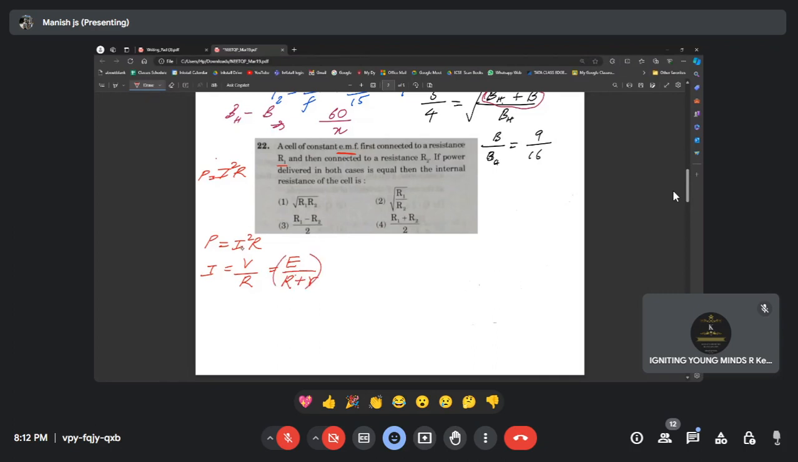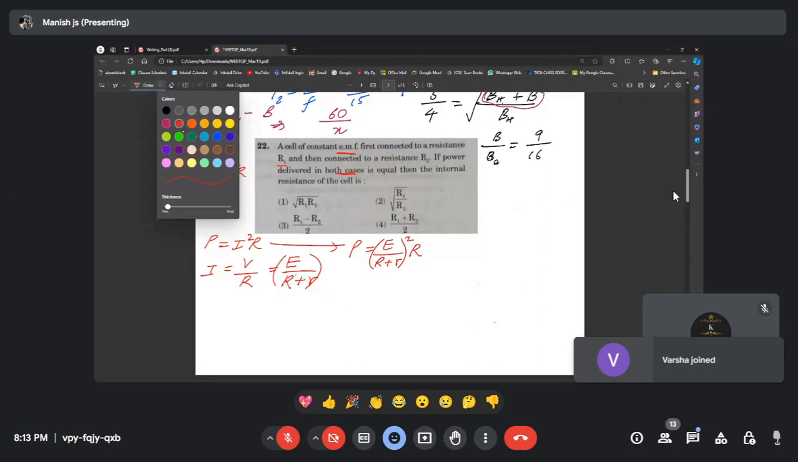So you go and substitute this in the power formula. So what happens to the power formula now? You will get P is equal to I squared, which is E upon R plus r, that is total resistance and internal resistance addition, whole squared times R. Okay. So this is the formula. Now, according to the question, they're telling the power delivered in both the cases are going to be equal, which means P1 is equal to P2. So that is the condition.